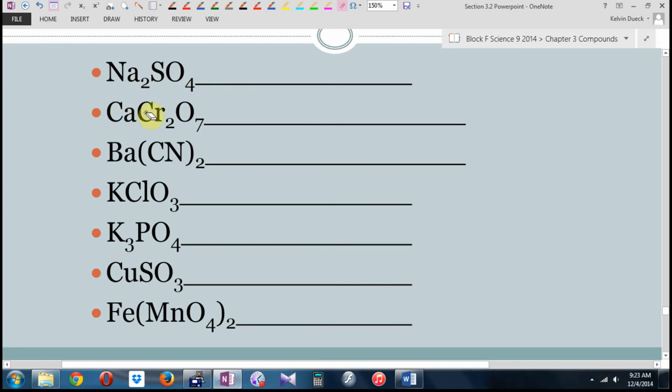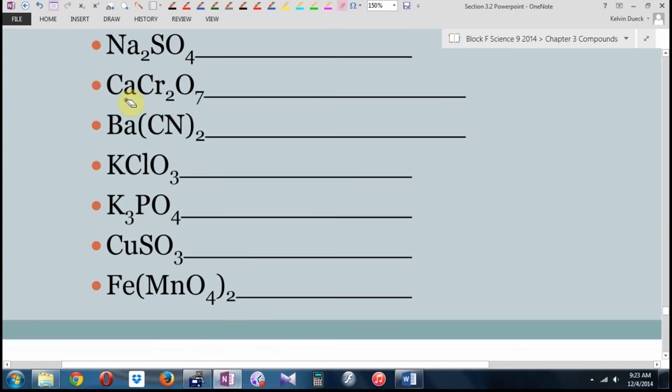We already did that one? Did we do CaCr2O7? No. Let's do that one. Calcium, polyatomic or not? Now, right now, none of these are going to be. Oh, wait a minute. I got iron. Oh, I got poly. Okay. Calcium, polyatomic or not? This is calcium. What the heck is Cr2O7? Calcium dichromate. Not quite, but very close.